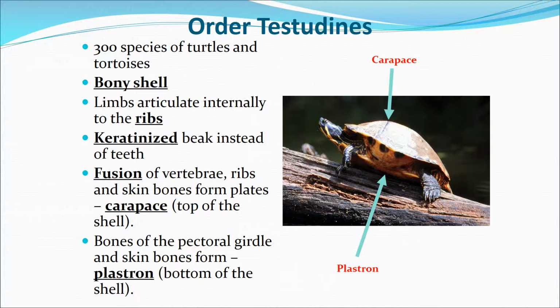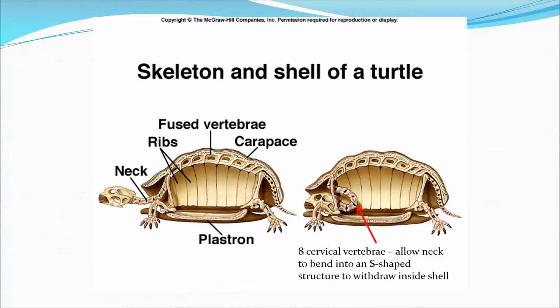They have a keratinized beak instead of teeth. So it almost looks like a bird beak when you get up close to them. They have fusion of vertebrae, the ribs, and skin bones that form the plates of the carapace, the top of the shell. And the bones of the pectoral girdle and skin bones form the plastron. That's the bottom of the shell. So instead of having all these different layers like we do, they're kind of all fused together to form their shell. So you can see here how they can fit all their body parts inside when they need to protect themselves.